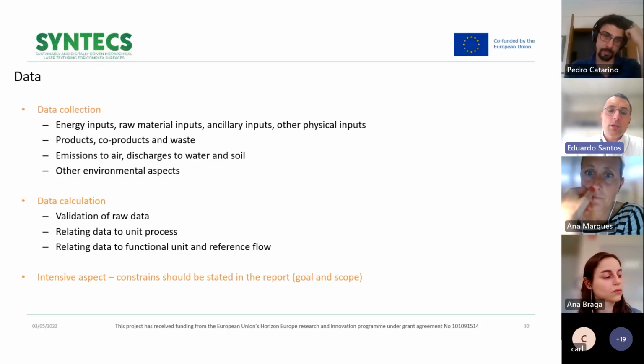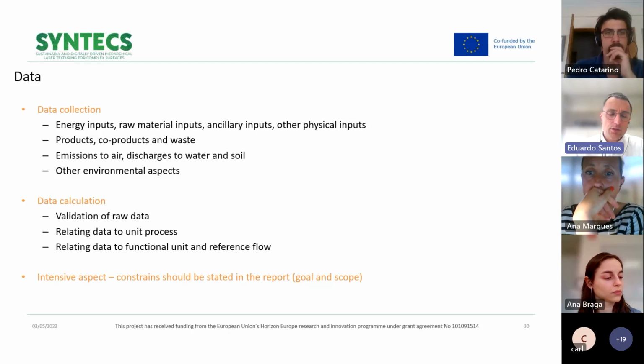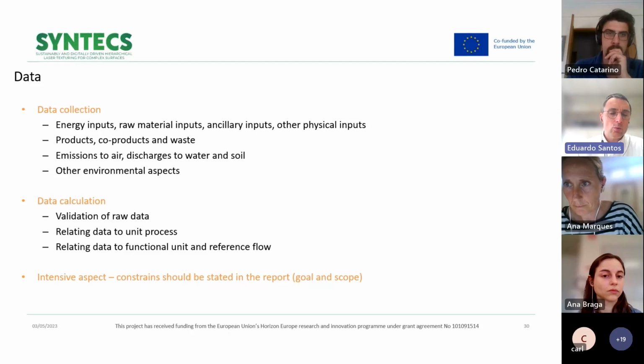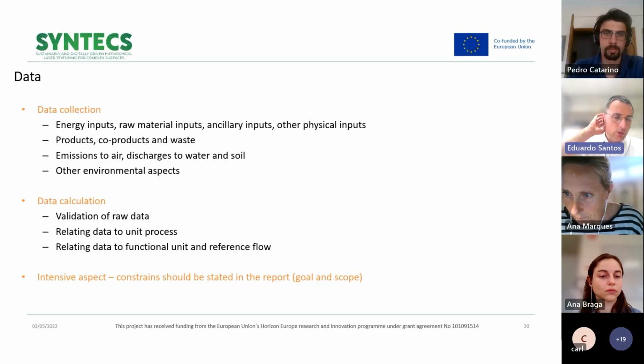And also it has to be related to the functional unit. So in that case, if the unit process is like 1 kilowatt hour of energy that I'm using, I have to have that for the process, and then I have to connect that as well with the amount of energy that I have to use, for instance, to produce 1 liter of milk. Also, any constraints should be, of course, stated in the report, and we have to take note of that along the development of the inventory.